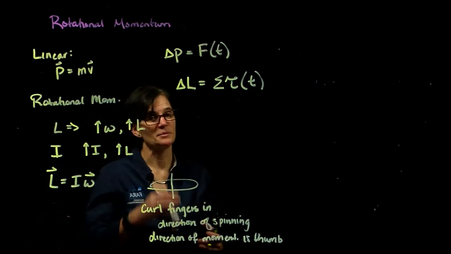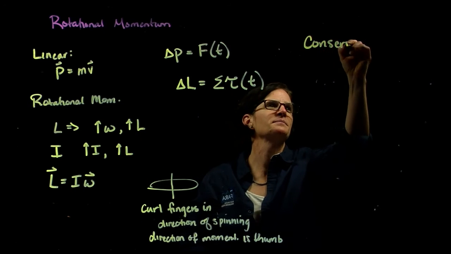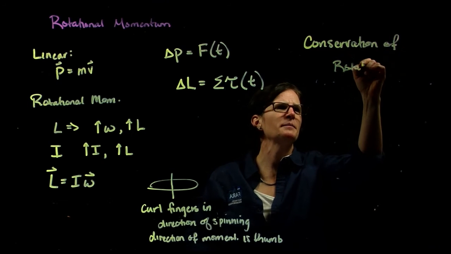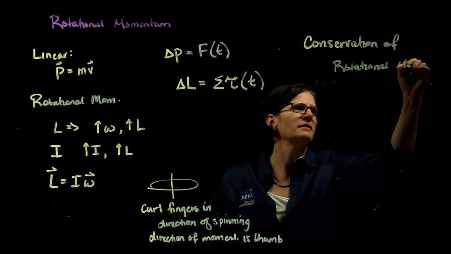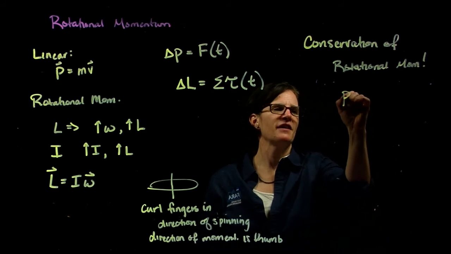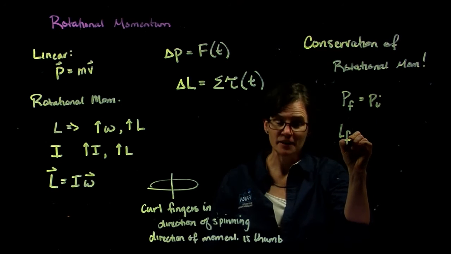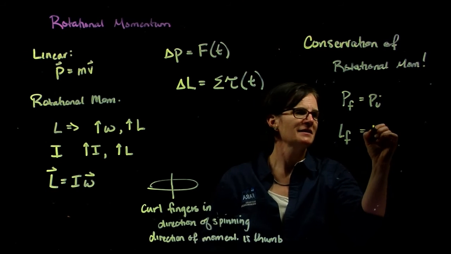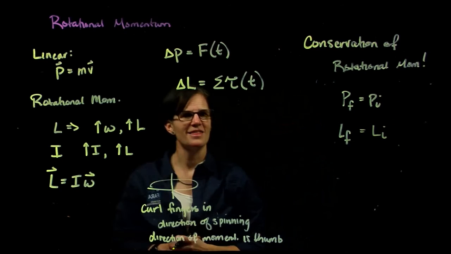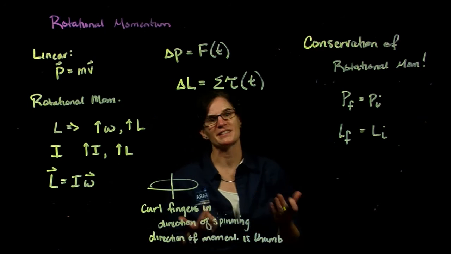Then the final concept we need to deal with is the idea of conservation of momentum. Well, conservation of momentum relates to rotational momentum as well. Okay, so just like linear momentum was the final momentum is equal to the initial momentum, the final momentum rotationally is also equal to the initial momentum of the system. So let's take a really easy system, like the system of a single person.